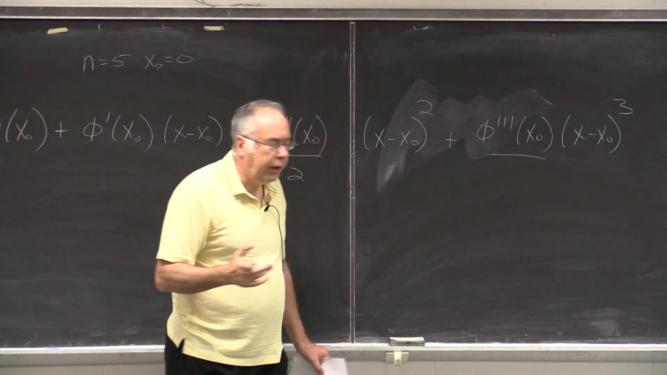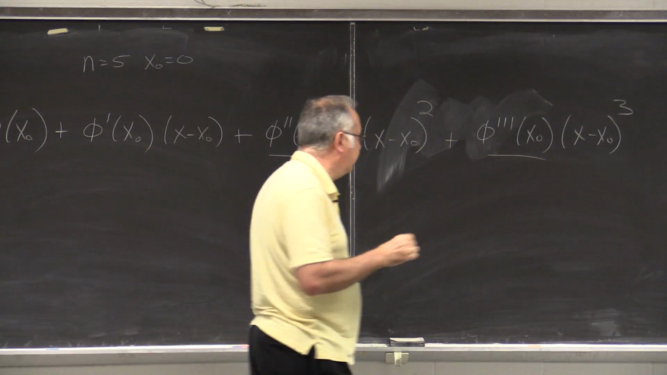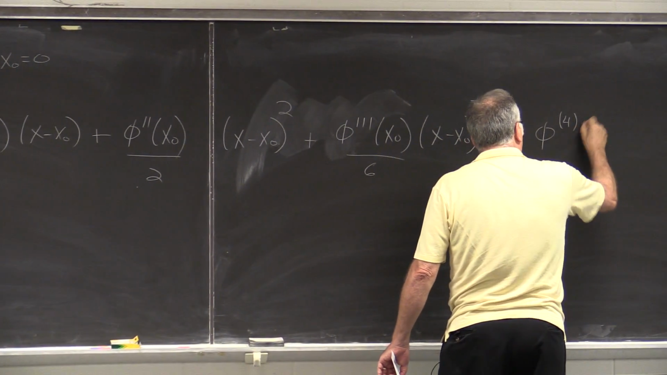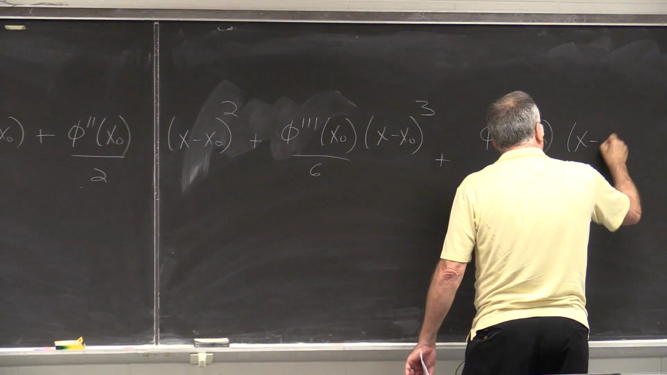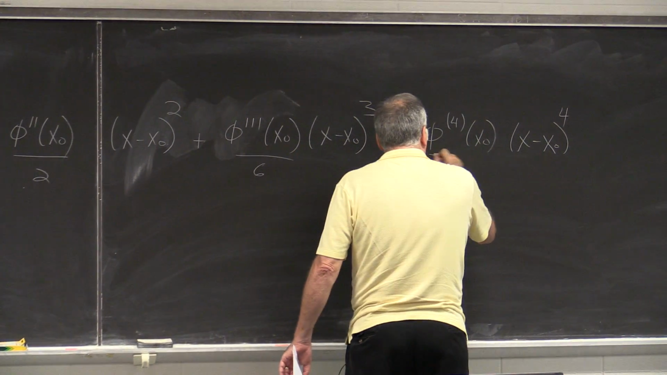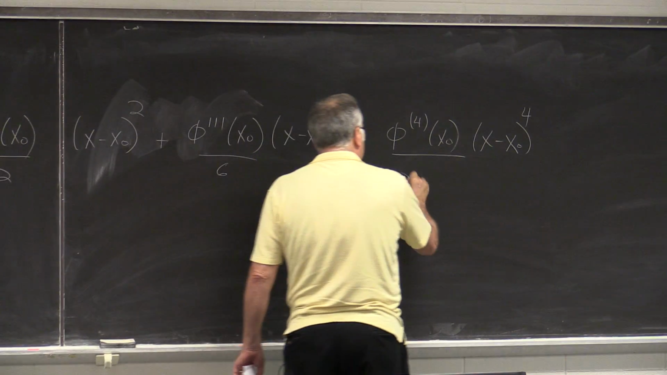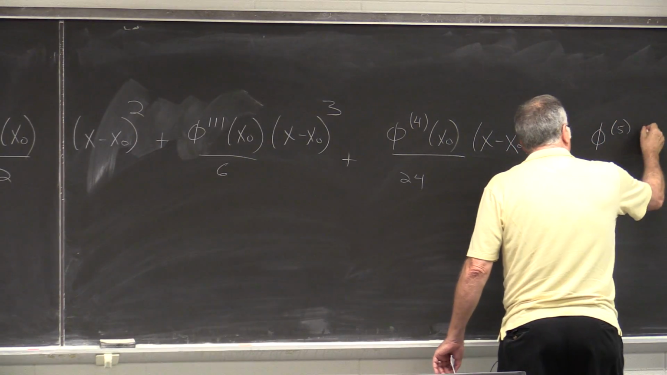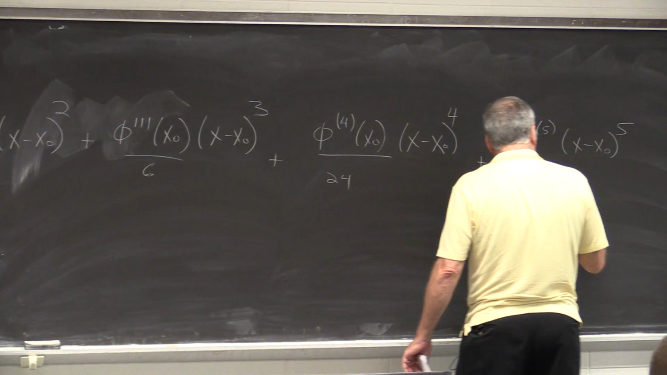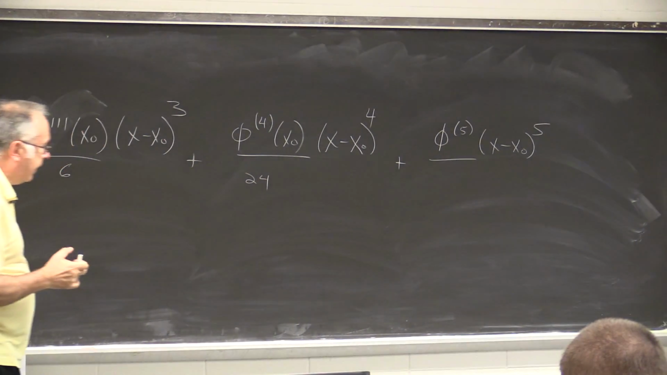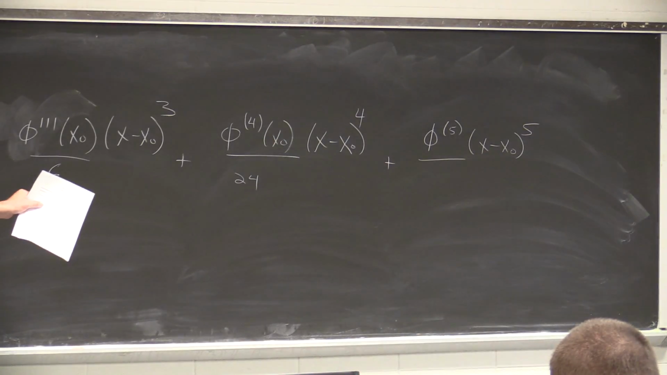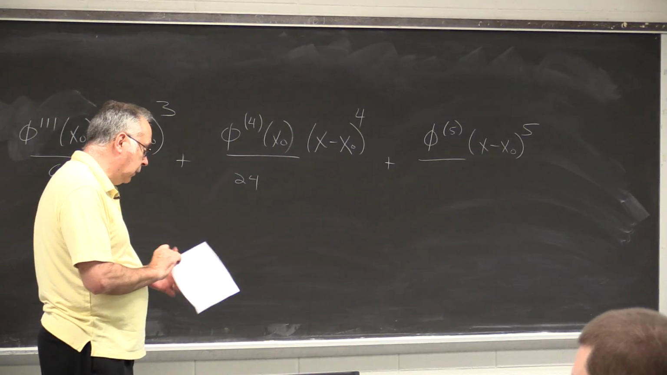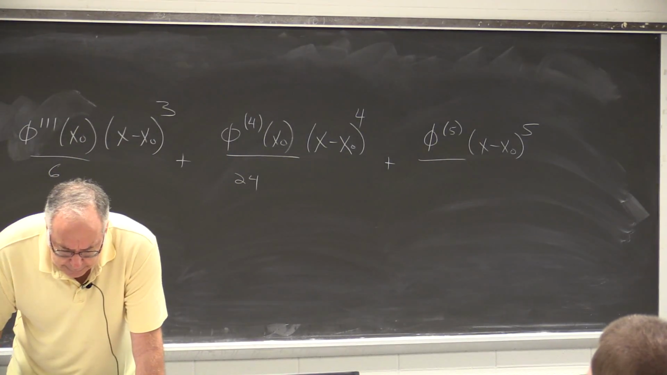And what is 3 factorial? 6. Okay, so we'll just divide by 6. The next term would be the fourth derivative. Four factorial is 24. Plus the fifth derivative. And what is 5 factorial going to be? Yeah, it's just going to be 5 times 24, because this is 4 factorial. So you just multiply this by 5, and you get 5 factorial, which is, as somebody said, 120.